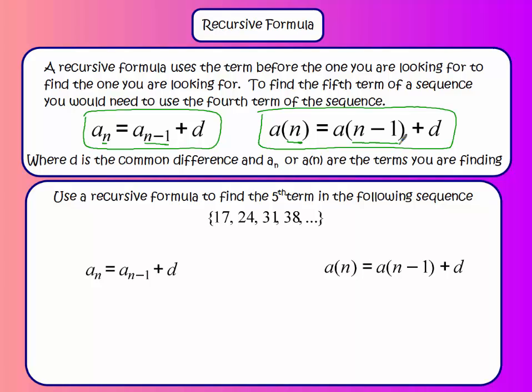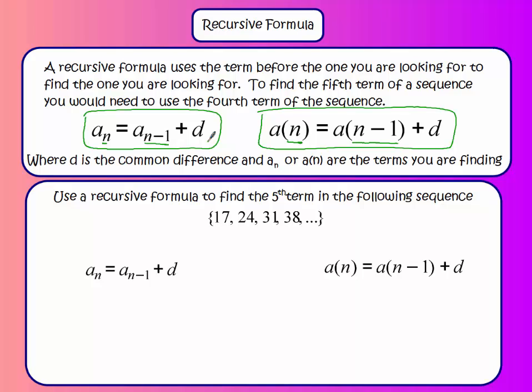Okay, and here we go. D is the common difference, and A sub n or A of n are the terms that you're finding. Okay, so what does it mean? Well, it means if I'm looking for, put any number in for n, the fifth term, then I would use the A sub n minus 1. So 5 minus 1 is 4. I need the fourth term. In other words, the term before the fifth term, and I add to it the common difference. And that's how I can get to the next term.